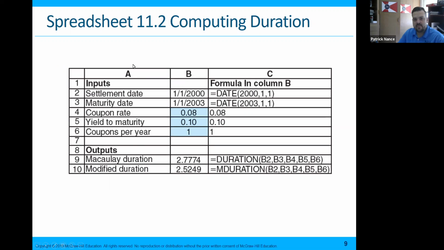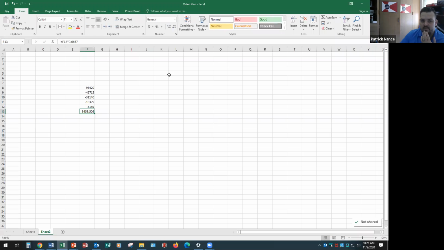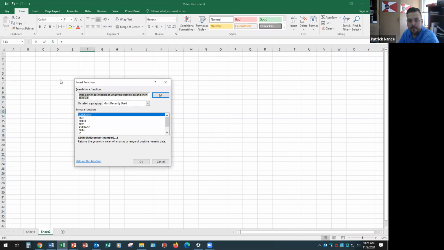All right, spreadsheet 11.2. This is on page 333 in your book. We have settlement dates. We have our maturity date, our coupon rate, our yield to maturity, and our coupons per year. So this one's not a semi-annual one. So the Macaulay duration versus the modified duration. And so you can see this is how the formulas are, and I believe they have these formulas in Excel.